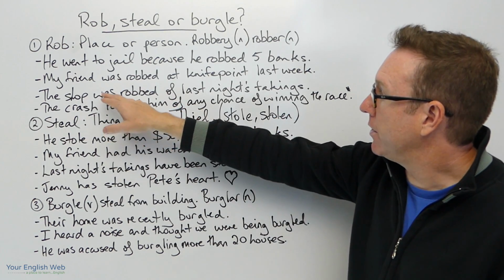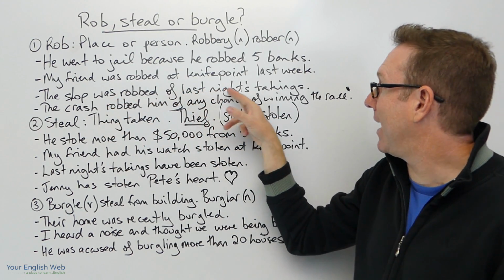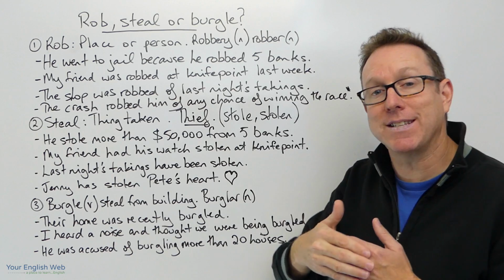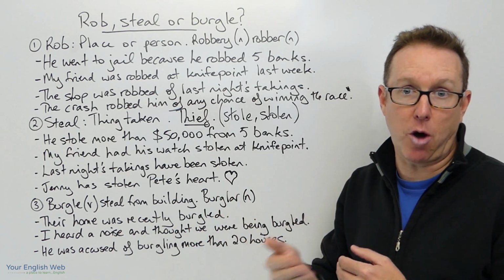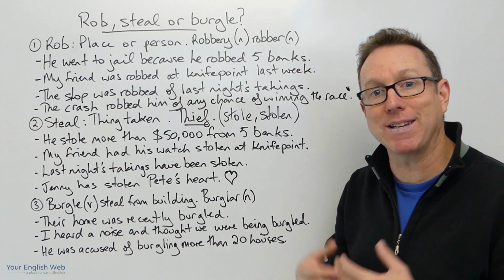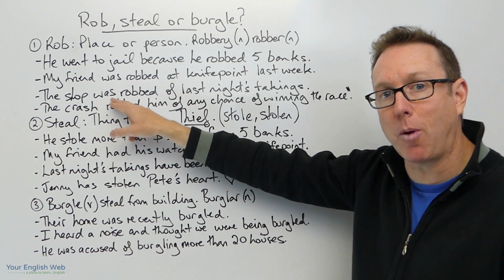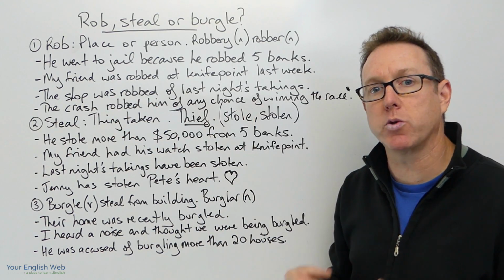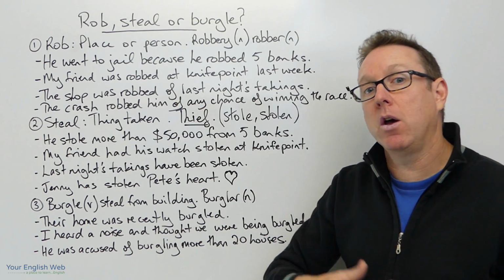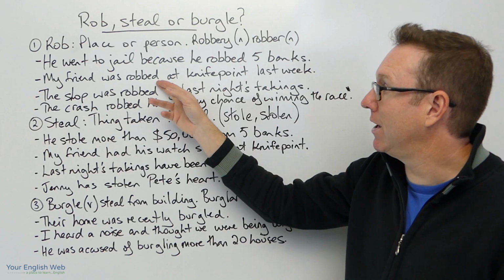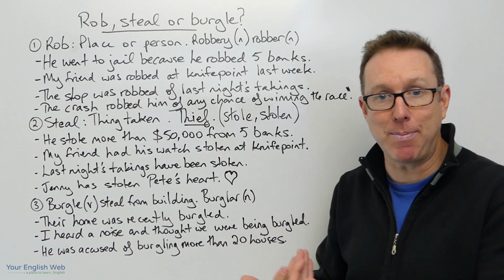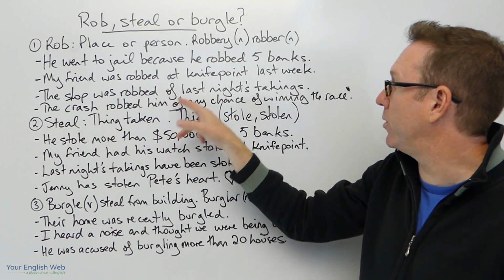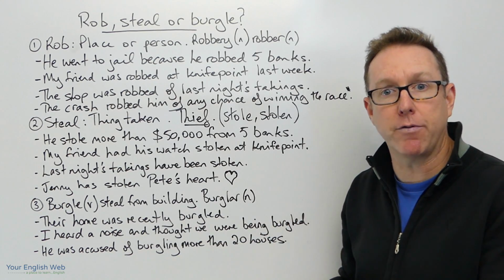The next example, the shop was robbed of last night's takings. So the shop was open yesterday or last night. The takings are the money that the shop earns when it's open, the shop takings. And the shop was robbed of its takings. Okay, again in the passive structure, the shop was robbed. We don't need to say by whom here, because it's not important who did it. The fact is that it happened. So the shop was robbed of last night's takings, obviously by a thief or a robber.